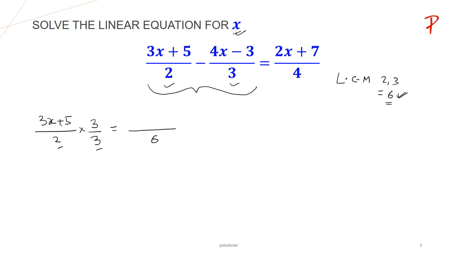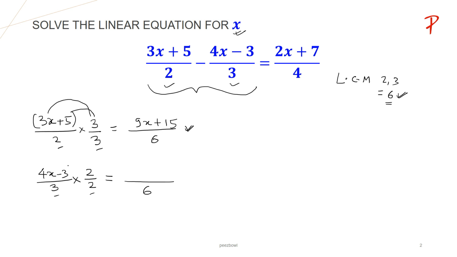And at the numerator's place, let me put it in the bracket, 3x will be multiplied by 3, that is going to be 9x, then we have a plus sign, and when 5 is multiplied by 3 we get 15. So this is the value when we convert this fraction's denominator to 6. Same way for (4x - 3)/3, if we multiply both numerator and denominator by 2, then the denominator of this fraction is going to be 6, right? 3 multiplied by 2 is 6.